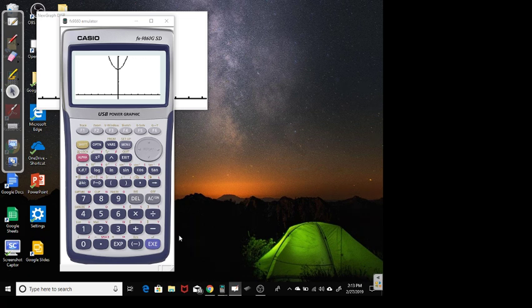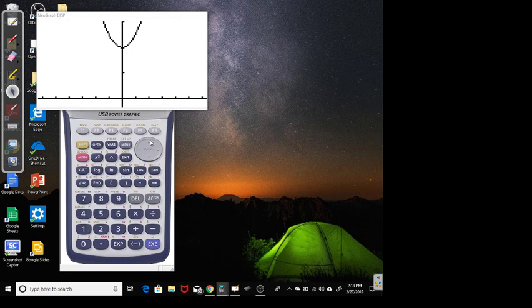I don't know if the microphone is going to pick that up. What's the problem? It does not cross the x-axis.